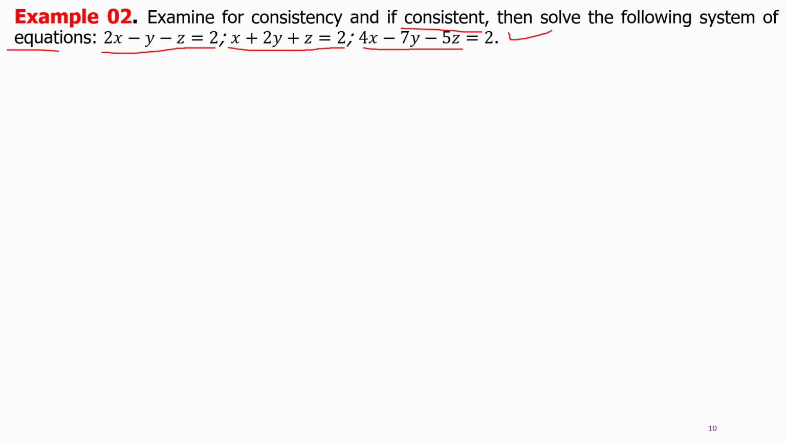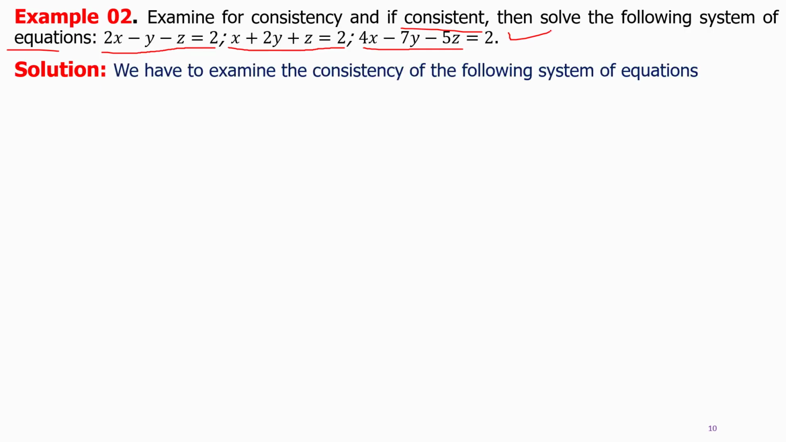We have to check whether this system is consistent or not. And this is the first question. And the second question: if the system is consistent, then we have to obtain the solution of the given system of linear equations. So let us try to solve these equations. We have to examine the consistency of the following system of equations: 2x minus y minus z equal to 2, x plus 2y plus z equal to 2, 4x minus 7y minus 5z is equal to 2.